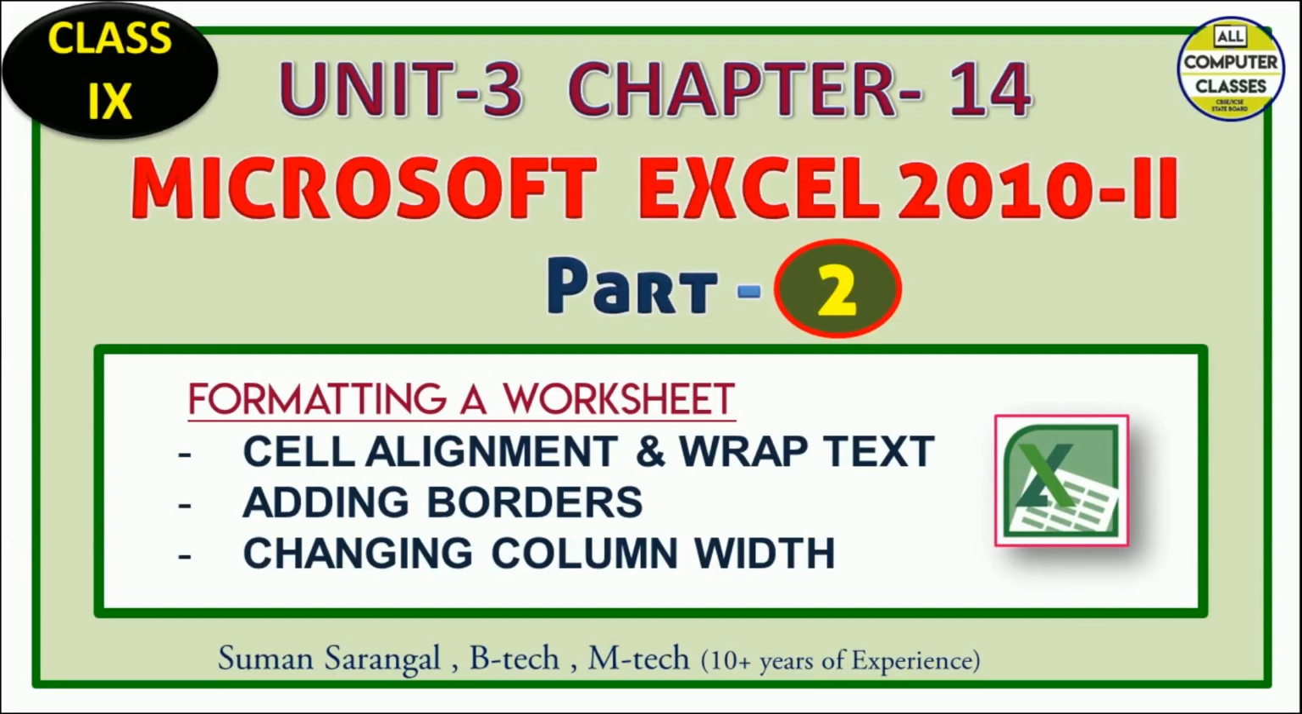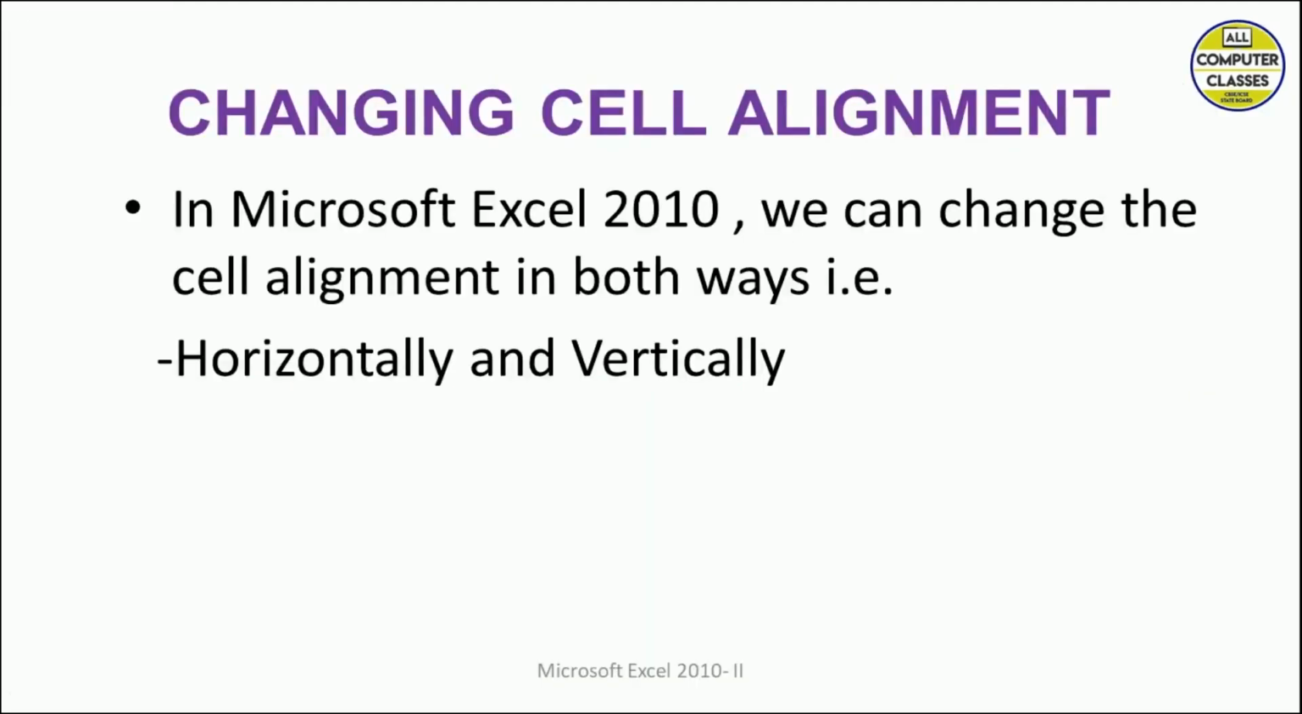So we are studying about formatting a worksheet. This is part 2 of chapter 14, right? So today's topics are cell alignment, wrap text, adding borders, changing column width, right? So let's get started. In Microsoft Excel 2010, we can change the cell alignment in two ways. Both the ways, horizontally and vertically, right?